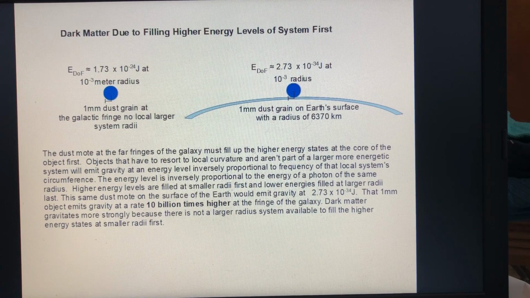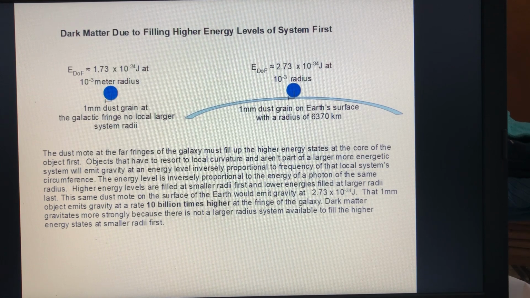So you see 10 orders of magnitude difference. However, if you were to take that same dust grain and put it at the center of the Earth, then you would get right back up to that much higher level because the radius at the center of the Earth is much lower, and that object would have 10 to the negative 3 meter radius, 1 millimeter. So that's why that energy level would be so much higher.